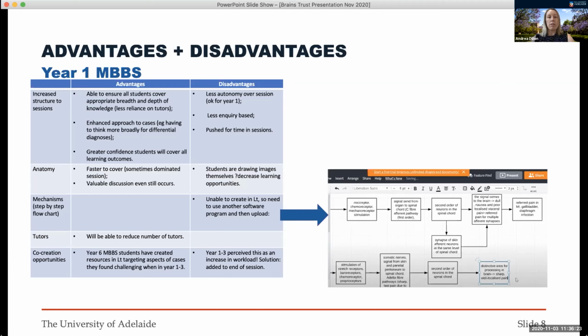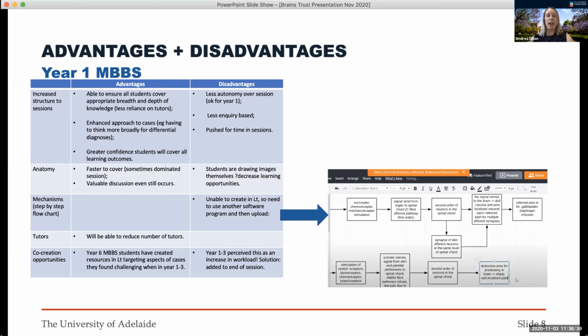Also, it provided opportunity for us to do co-creation. So we have year 6 students that come to us for a medical education placement, and we were able to talk to them about remembering back to years 1 and 3 when they were having difficulties covering cases, what resources could they create to specifically target those areas.